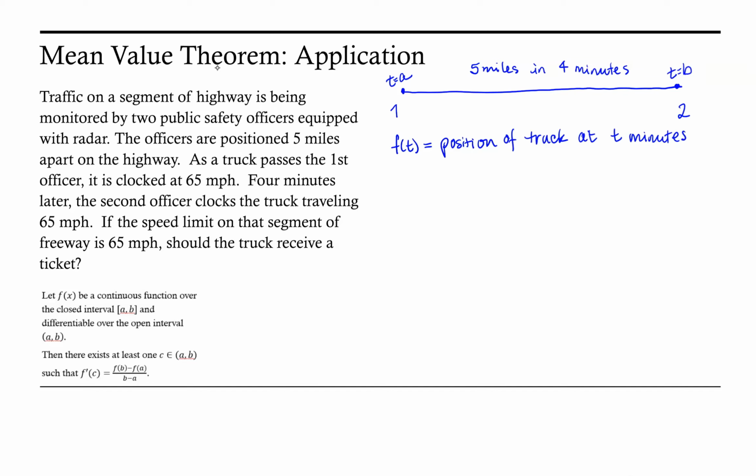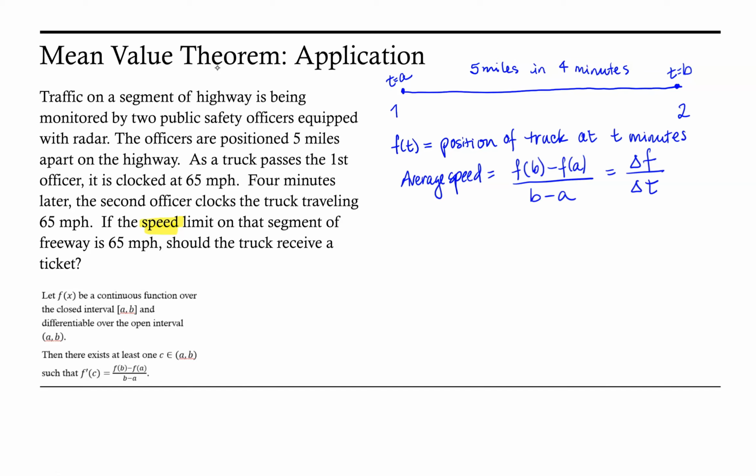Now, if we want to know whether or not the truck should get a speeding ticket, we need to know the speed of the truck over that interval. So we could start by finding the average speed, the average rate of change. So our average speed would be our position at time b minus our position at time a over b minus a. We can also refer to this as the change in position over the change in time.